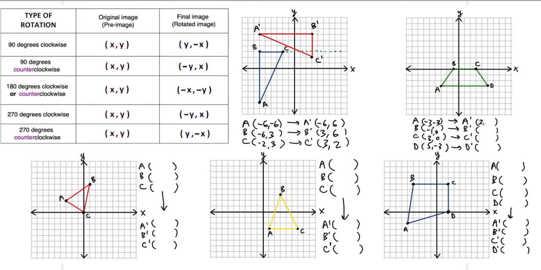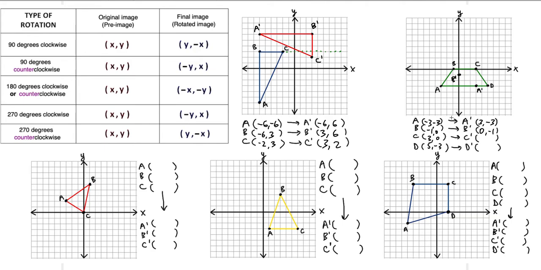So negating the y gives us 3. Leaving the x alone is -3. Let's find that. So it's going to be right here. That's A prime. So we're negating the y, negating the 0 does not change it. We leave the x where it is. So 0, -1 is here. That's B prime.